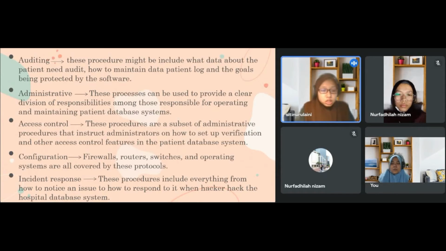Okay. Number 3 is access control. These procedures are a subset of administrative procedures that instruct administrator on how to set up verification and other access control features in the patient database system.